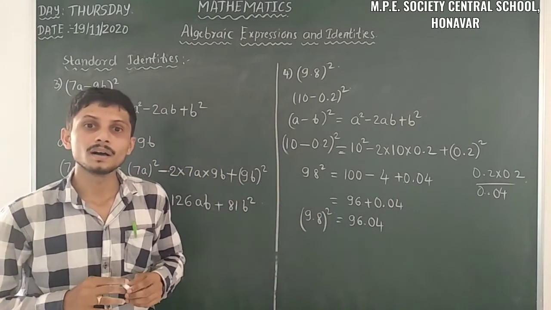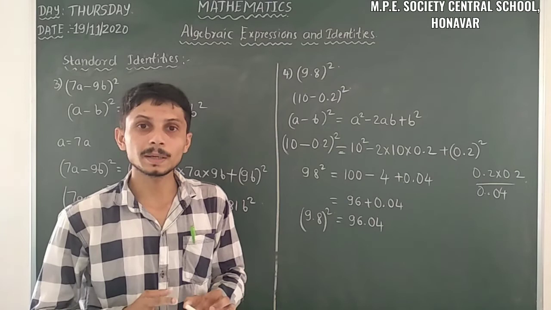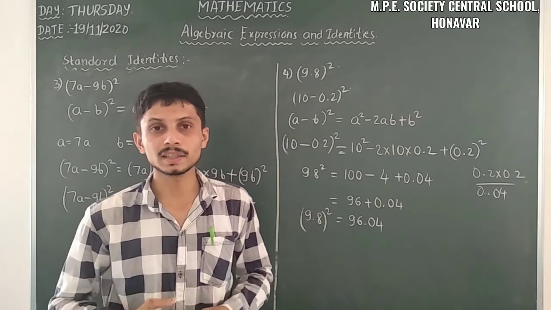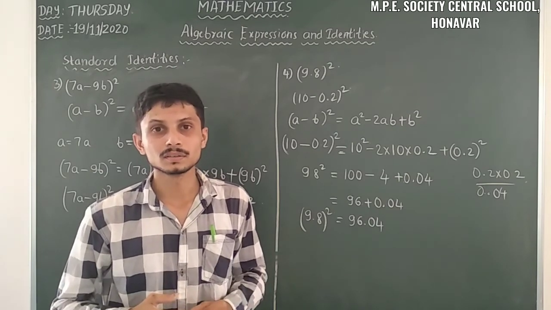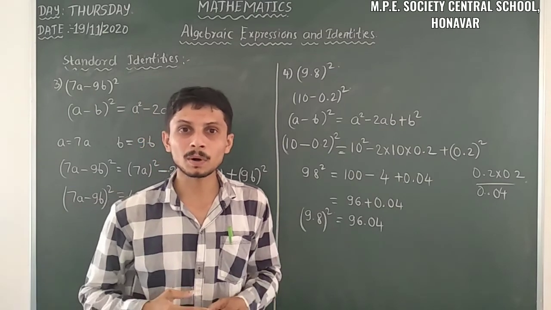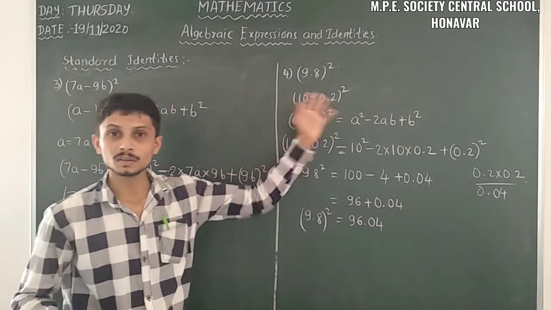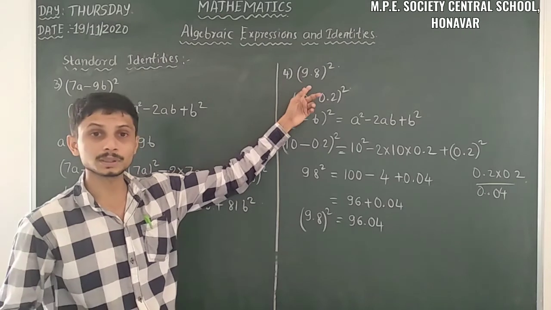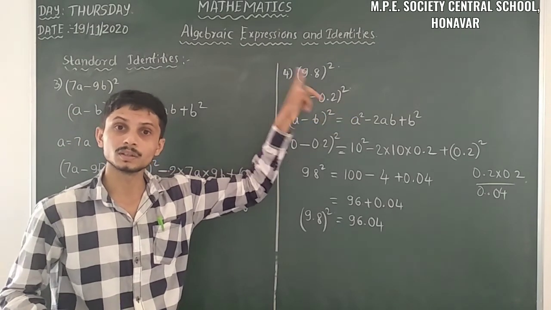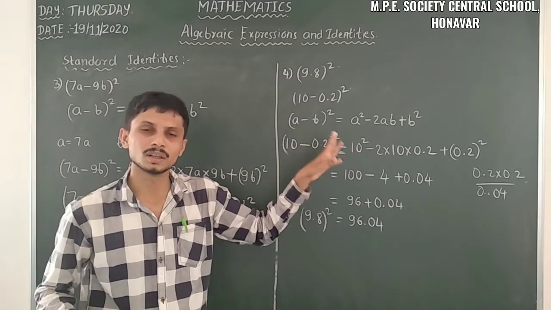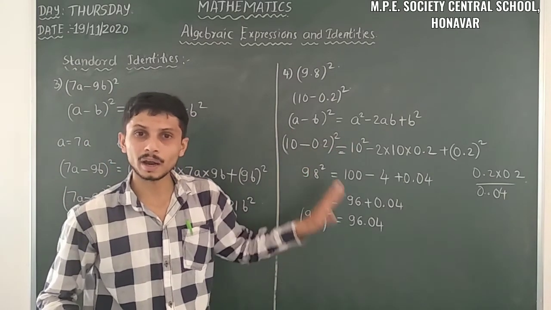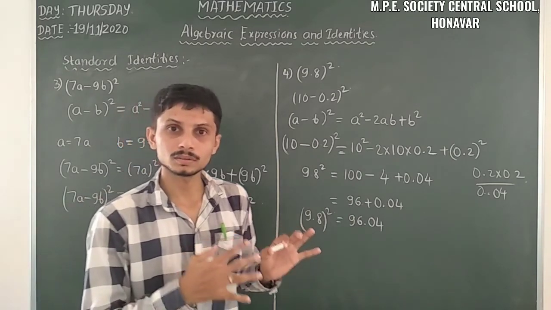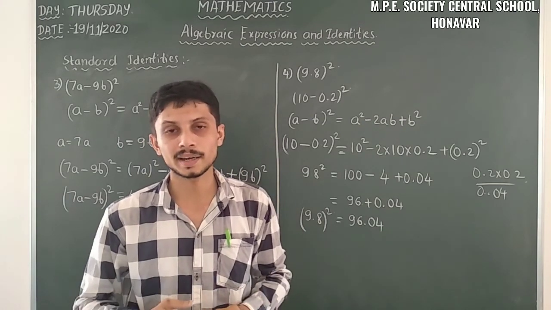So these problems are based on a minus b whole square, the second identity of the standard identities. In the next class we have to take the next two identities. There are many problems, one is the numerical type, another is the algebraic type. Here it is also possible to take 9 plus 0.8 whole square, so from that we can use a plus b whole square also. The answer will be the same. So you have to take the right steps. So this is about the first two standard identities.